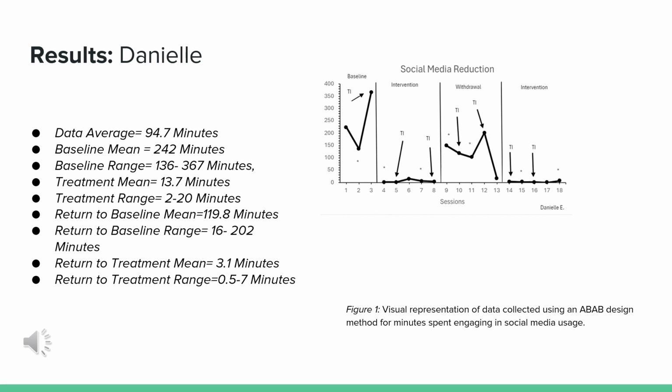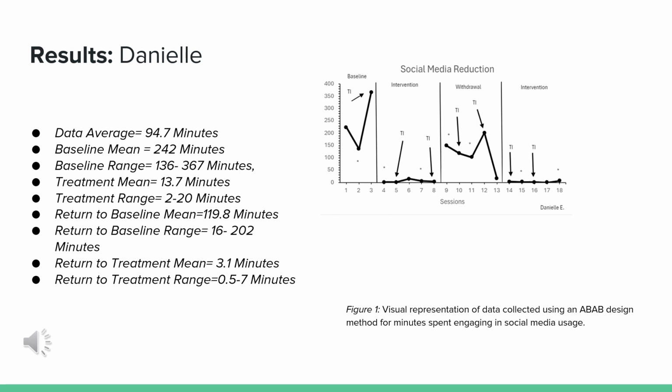As we can see with the graph, there is a very low level of the data line, and we can tell that there is a pretty stable trend. When we return back to baseline, or A2, my average mean was 119.8 minutes, with the range being from 16 to 202 minutes. As you can see, there's a little bit of variability in this baseline trend, and it had a low to moderate range. As we returned to the second intervention, the average mean ended up being 3.1 minutes, and the range was 0.5 to 7 minutes.